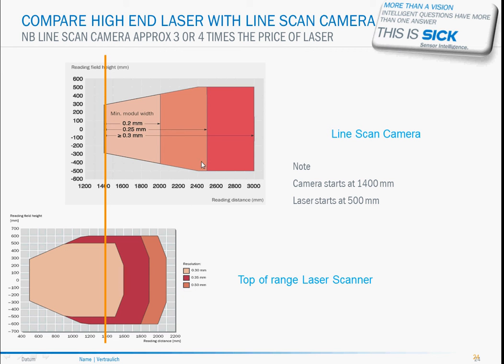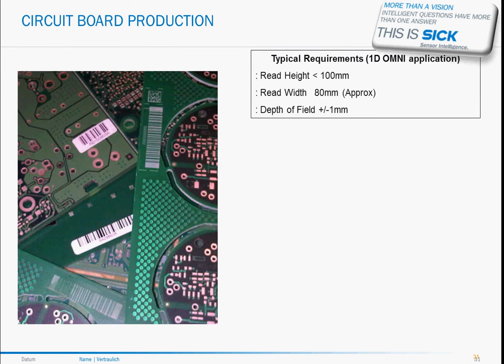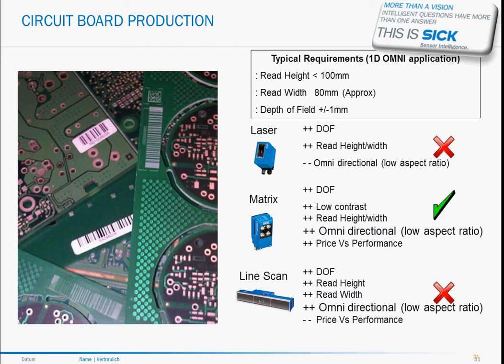Here we've got a 1200 millimeter field of view with the laser scanner, whereas with the line scan camera, the maximum, this one, is going out to 1 meter. But note, we have to start at 1.4 meters distance, whereas with a laser reader we can start reading approximately 500 millimeters away. So here are a few reading applications.